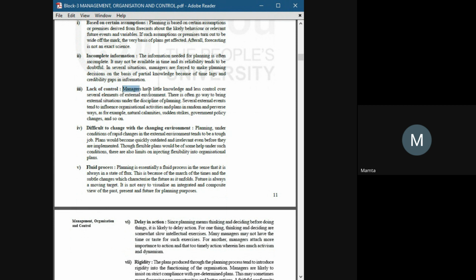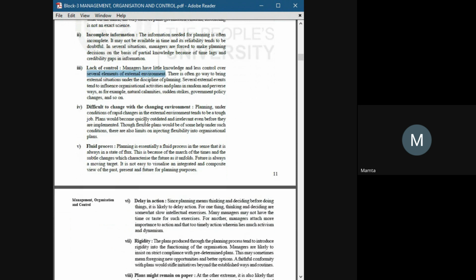So managers have little knowledge and less control over several elements of the external environment. Several external events tend to influence organizational activities and plans in a random and perverse way, for example natural calamities, sudden strikes, government policy changes, and so on. So these are the external environment factors we can't control. So we have a lack of control.